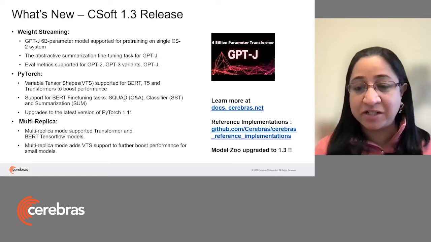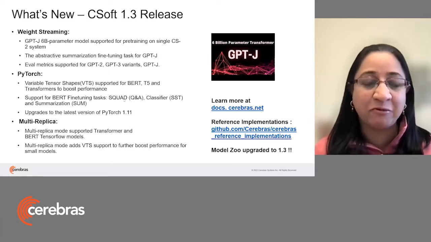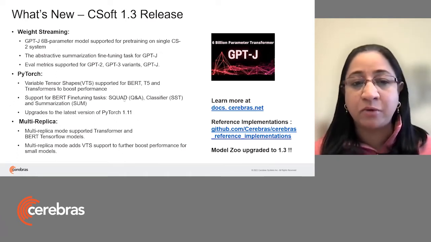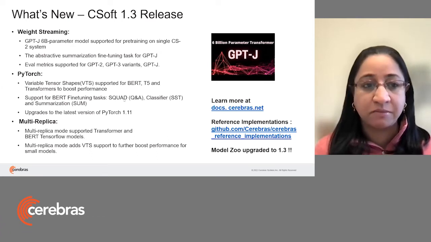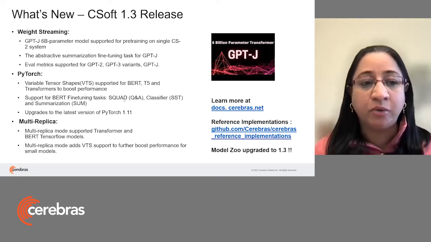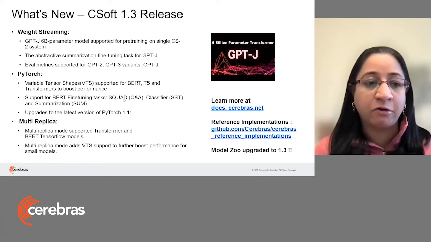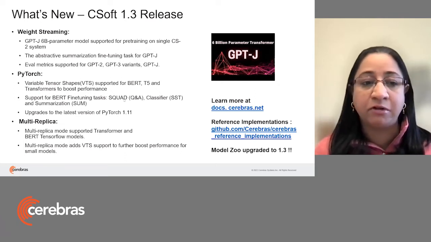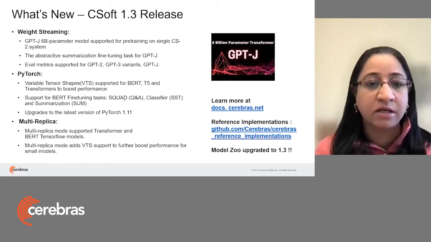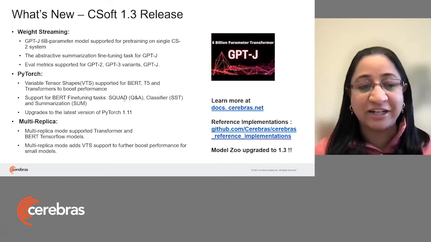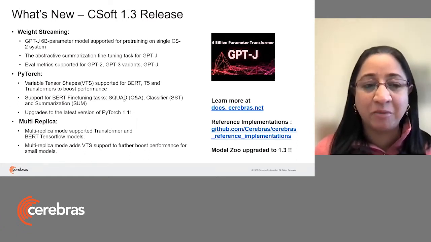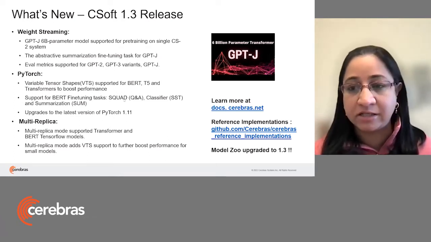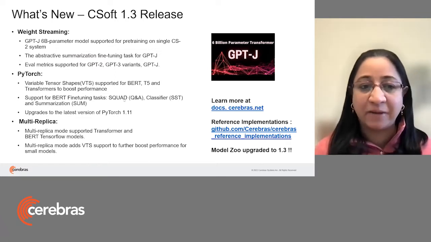So 1.3 is a very special release for us. This is the first time we've been able to release GPT-J's 6 billion parameter model, which supports pre-training on a single system. A single CS2 can now do training from scratch and pre-training for GPT-J 6 billion. We also support the fine-tuning task, specifically for the abstractive summarization fine-tuning task on GPT-J. So that's exactly the reason why we are doing a little bit of flair and a little bit of build-up around this release for our press announcement, and hence the delay.